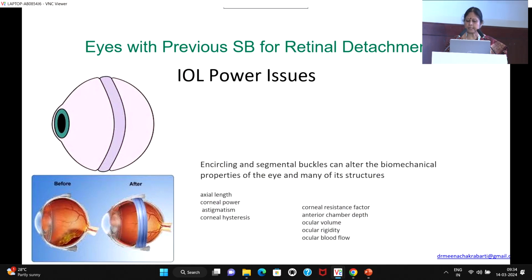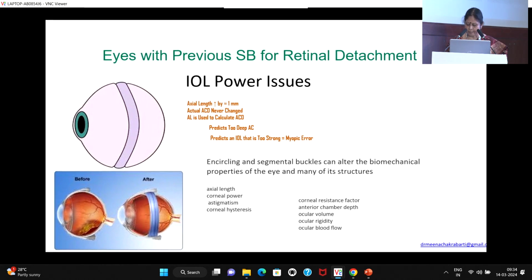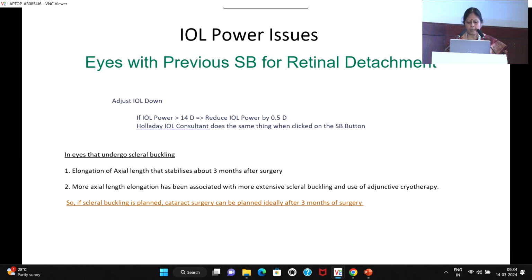If you look at scleral buckles, the encircling and segmental buckles produce a lot of biomechanical property changes in the eye, which could be a slow-growing process, which is supposed to stabilize by about 3 to 6 months after the buckling procedure, but in reality, it goes on for a year or so. The axial length lengthens by about 1 millimeter, and this accounts for too strong an IOL and a myopic error. If you're taking up an eye which has been buckled recently, it is prudent to wait for at least 3 to 6 months before taking up the buckle eye. And the axial length elongation is more with a 360-degree buckle and extensive use of cryopexy.